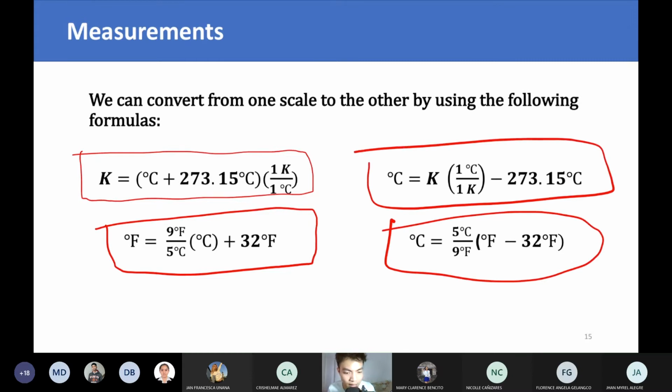Okay, madali lang yung Celsius to Kelvin. Bakit, no? Kasi you will only have to add 273.15.